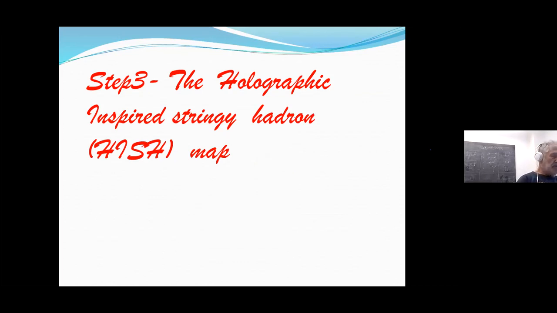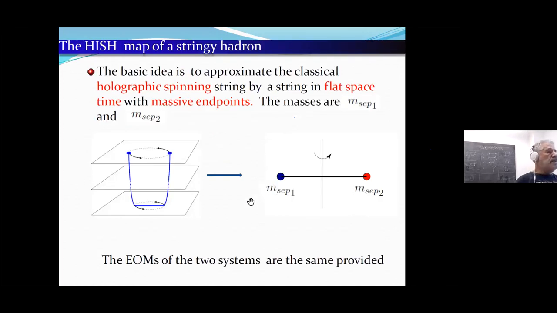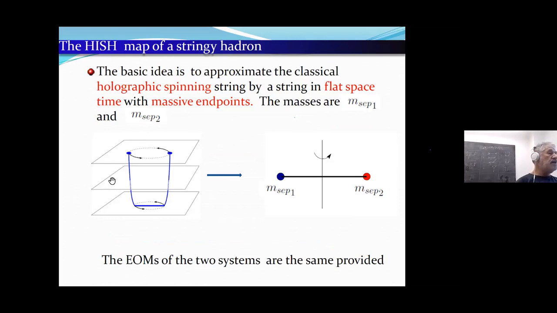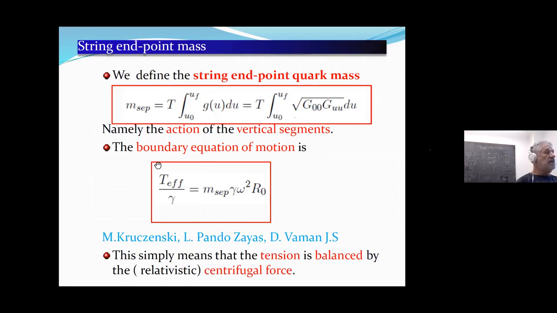Now let me sketch, that's the main point. What is the HISH map? How do we go from these holographic classical strings to strings in 4 dimensions? One can check the equations of motion of this system for a rotating string and the equation of motion for this system of a string with massive endpoints in flat 4 dimensions. And one can realize that the equations of motion are the same, provided that we define the string endpoint quark mass. The mass of this string endpoint is just the action associated with the vertical segments. Of course, this vertical-horizontal split is an approximation, but it is better the longer the strings are, and this is the way that we define the string endpoint mass.